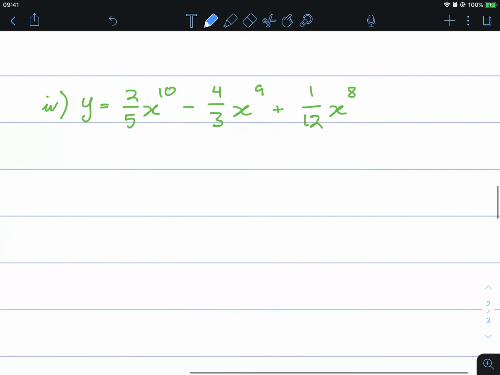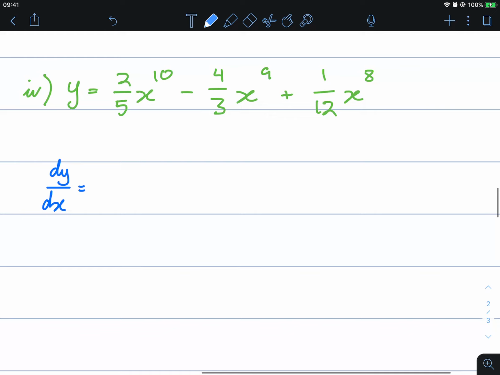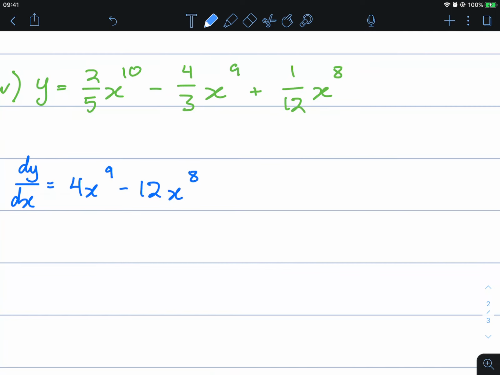And one last example, just to keep it different, dy on dx. This becomes, going very quickly here, you can pause the video and give it a go. But for this, let's go. This will become 4x to the power of 9 minus 12x to the power of 8. That's 8 on 12, which is 2 over 3, x to the power of 7.